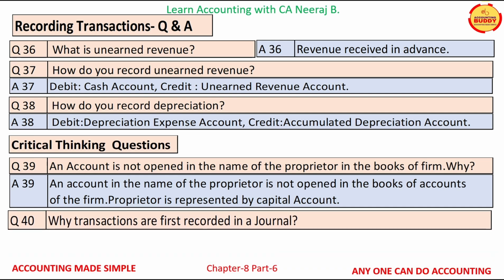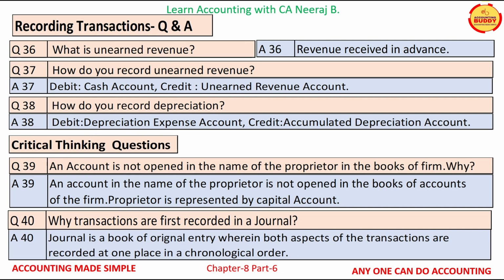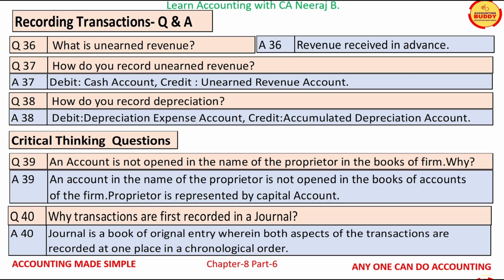Question number 40. Why transactions are first recorded in a journal? The answer is, journal is a book of original entry wherein both aspects of the transactions are recorded at one place in a chronological order.